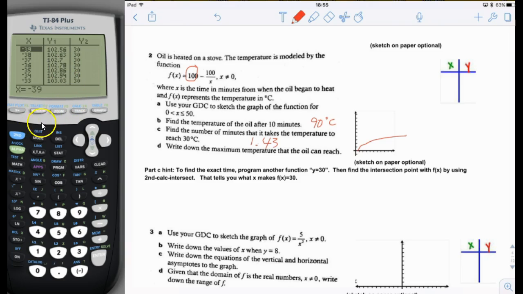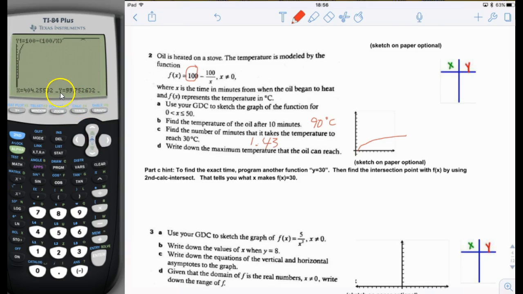Okay, so maybe one of the things you could do is change the window size. You could say, hey, I'm going to go between 0 and like 500. Graph it, and then I'll use trace now. Oops. I don't need that second function anymore. And I'm going to do zoom fit. Zoom 0. Okay, and then I'm going to do trace. I'm just going to go way down here.